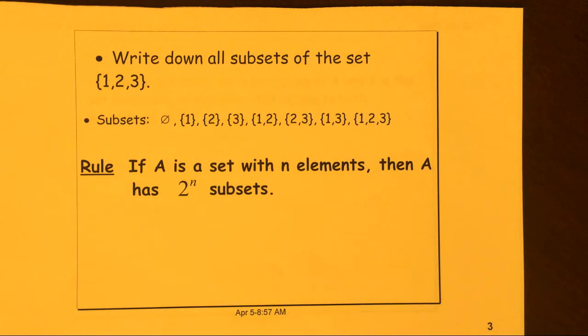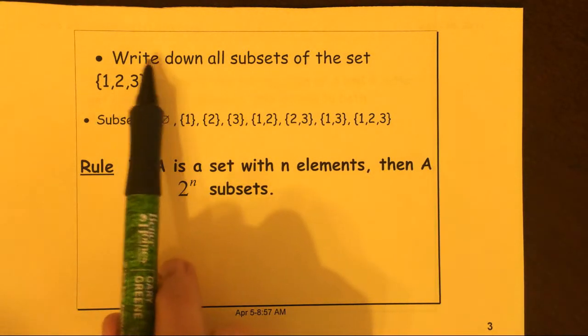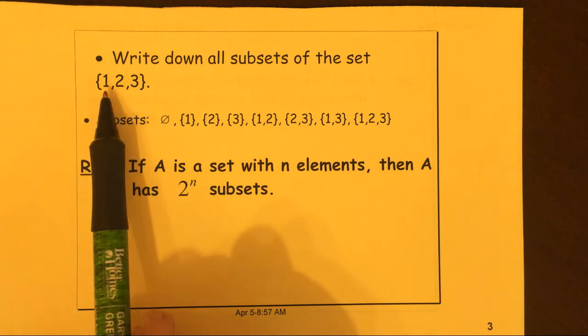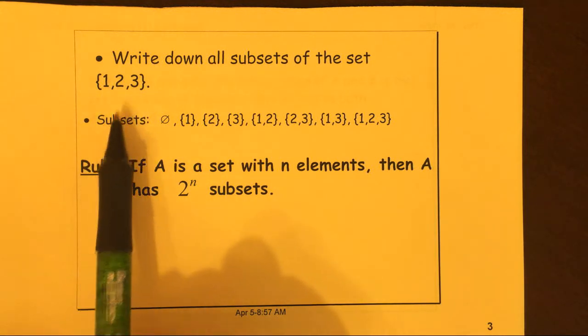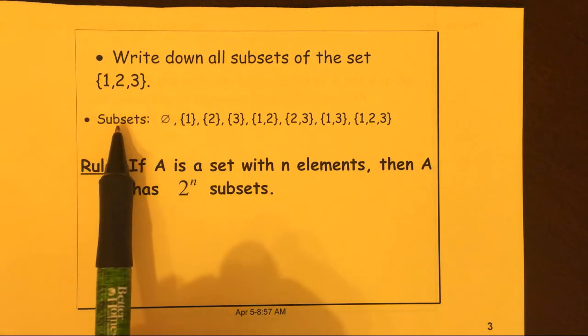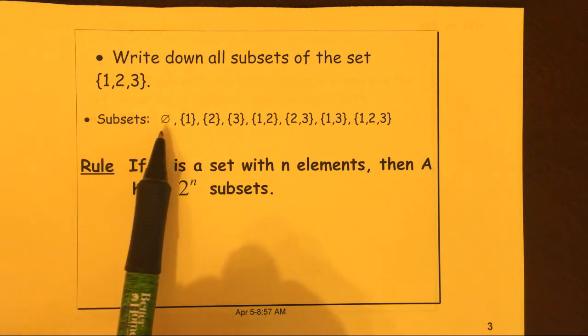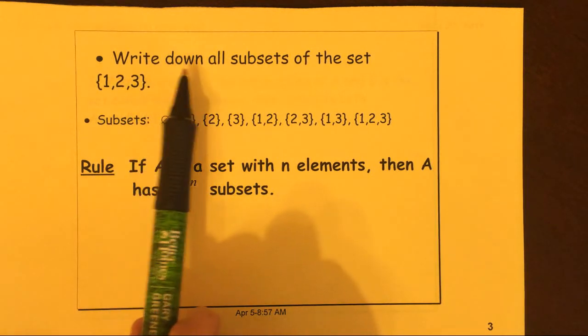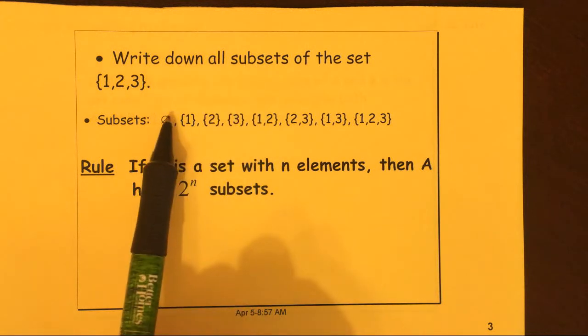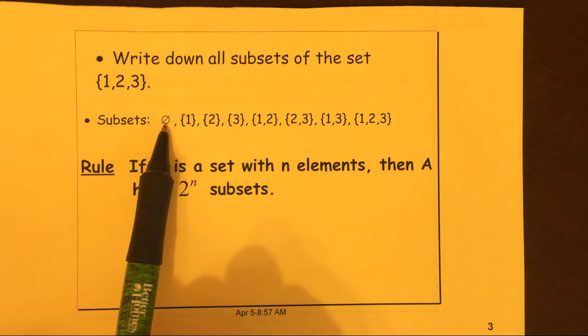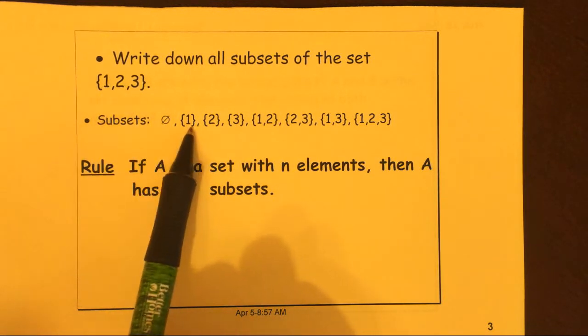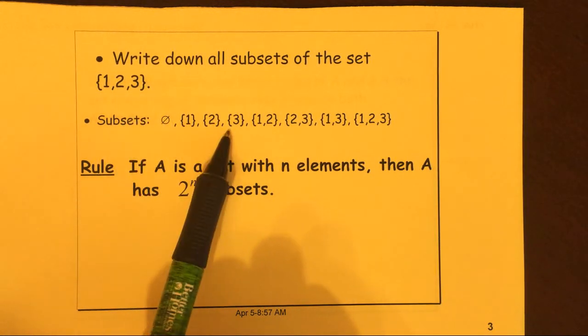All right, so here's an example of what we're talking about. This right here is called a set. It's well defined, and now they want me to list all the subsets. The first subset is always the empty set. So anytime they ask you to write down all the subsets, you always start with the empty set. The next thing you're going to do is list each element by itself. So I say 1, then 2, then 3.